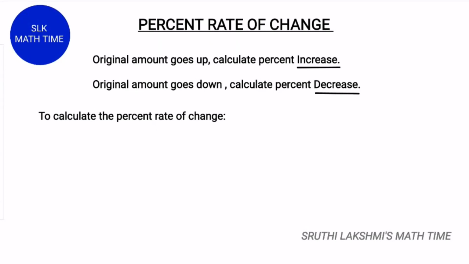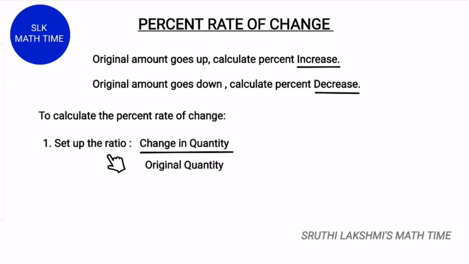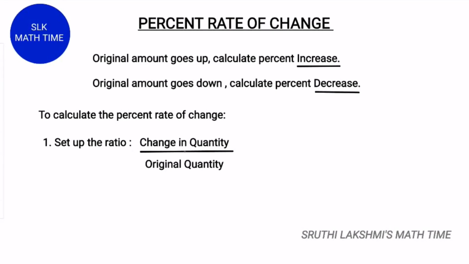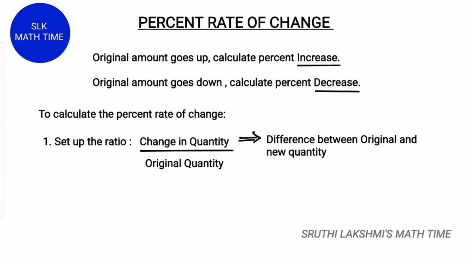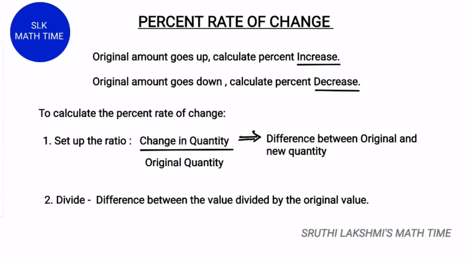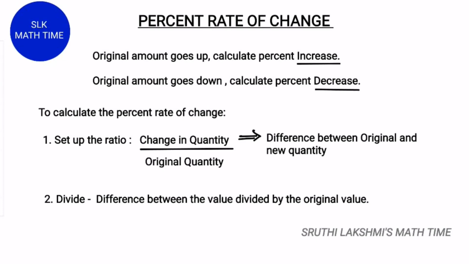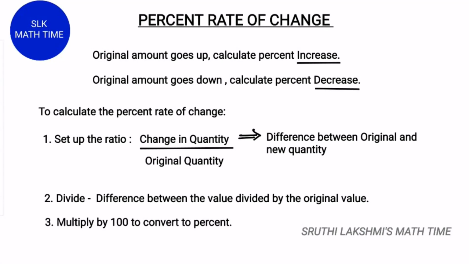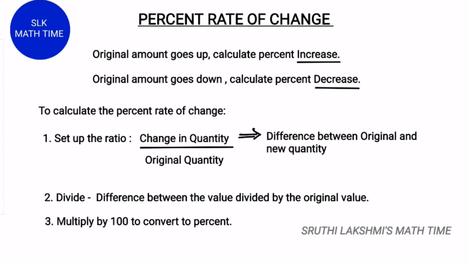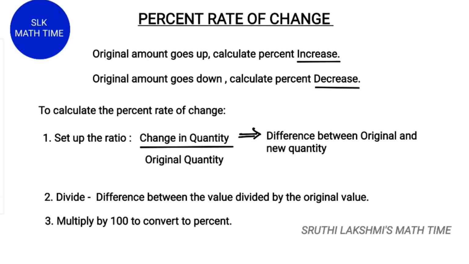To calculate the percent rate of change, we set up this ratio, which is change in quantity by original quantity. The change in quantity is nothing but the difference between the original and the new quantity. The second step is to divide the difference between the original and the new quantity by the original value. And next, the third step is to multiply that by 100 to convert it into a percent.